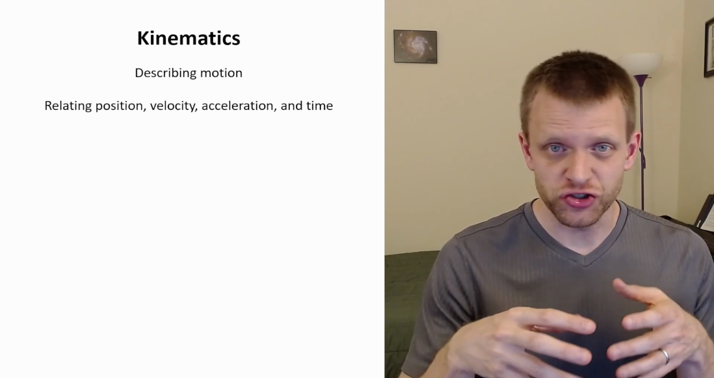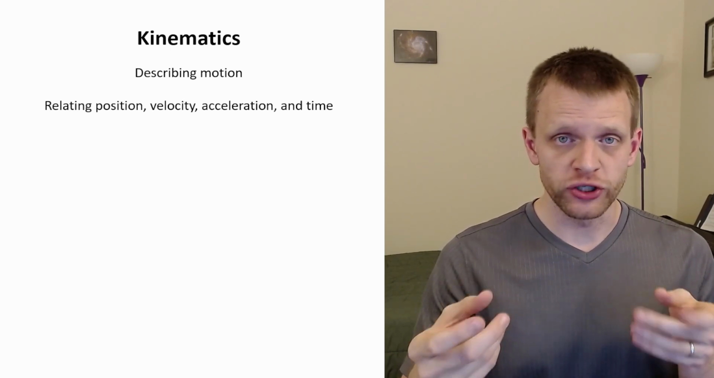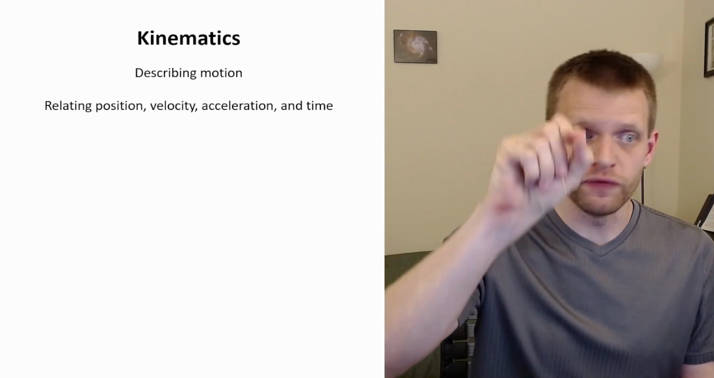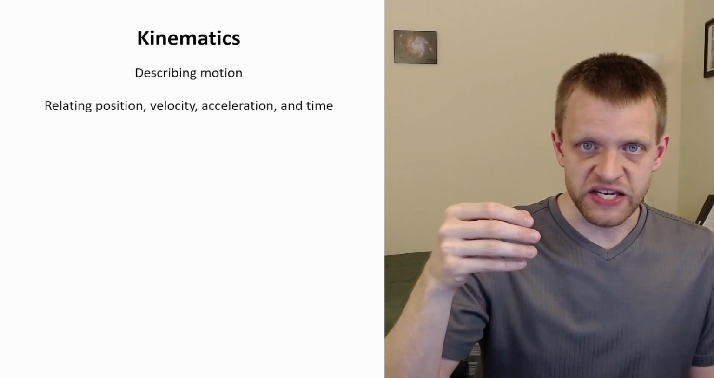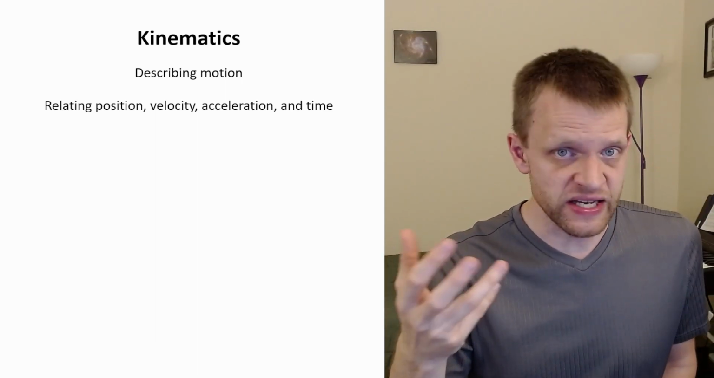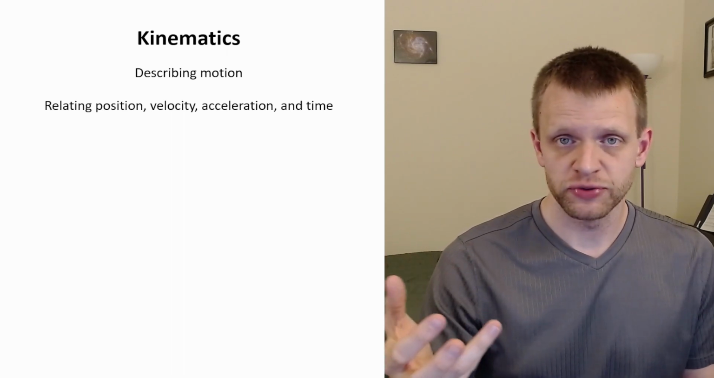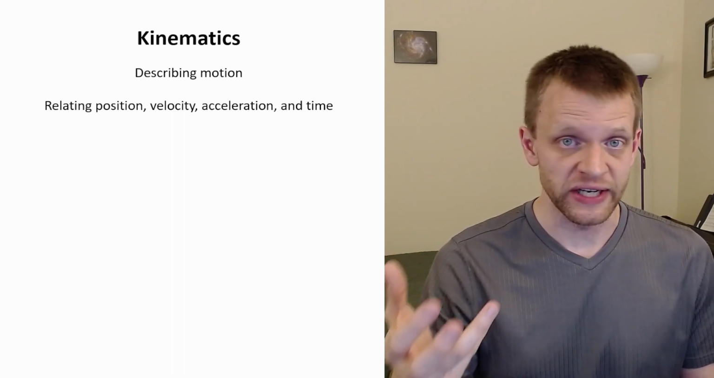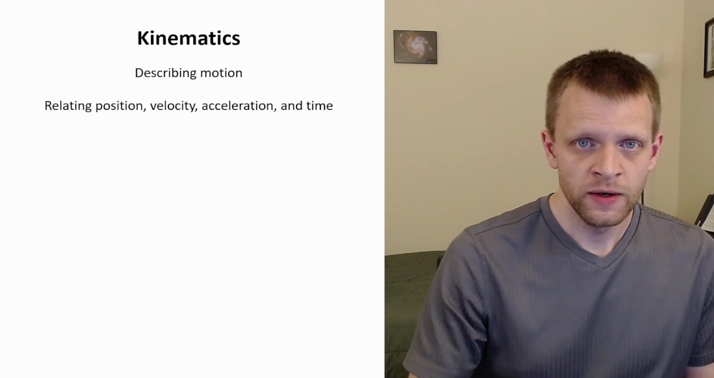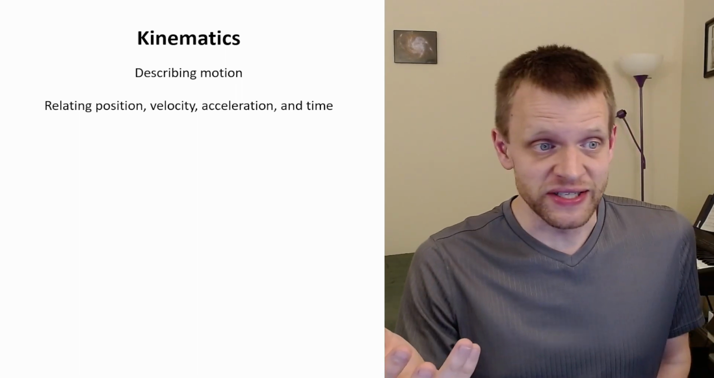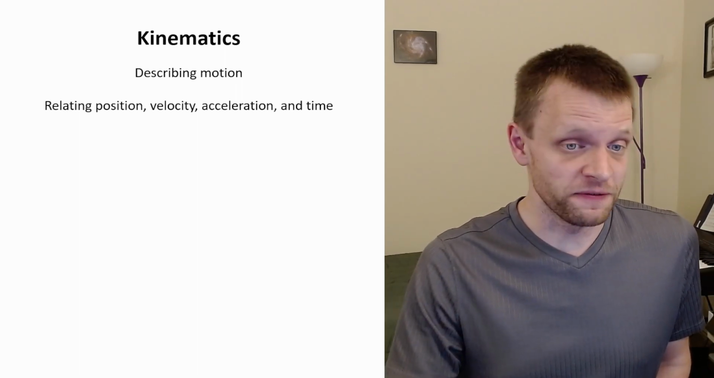Kinematics is basically just describing the motion of objects. So if I have an object that's moving around, we can relate the position of that object at any moment in time, the velocity of the object, the acceleration of the object, and again, how all of those are changing with respect to time. Well, if we're going to be describing these things and using these terms, we had better define them.